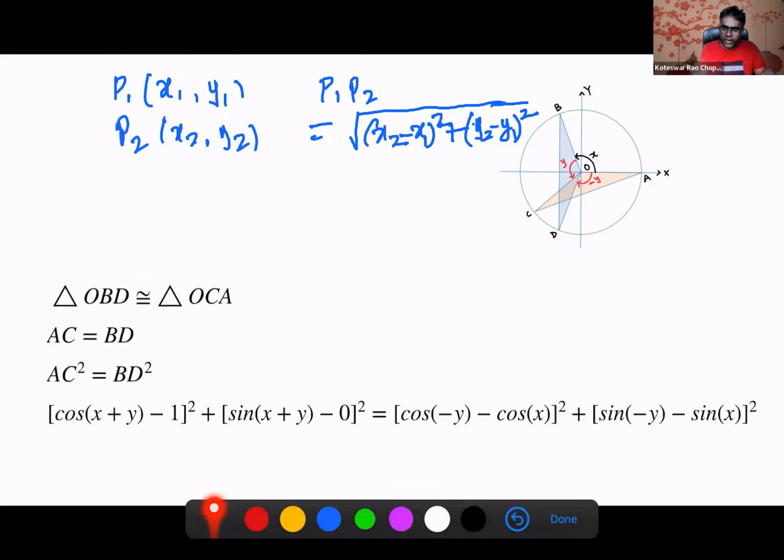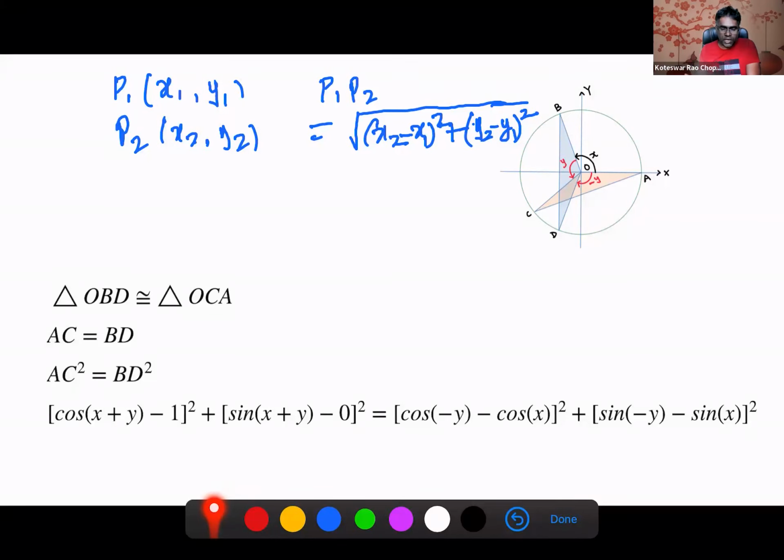Now, point C. Point C's x coordinate is cos of x plus y. Cos of x plus y gives the x coordinate of point C. The x coordinate of A is 1, so we are taking a difference, like getting x2 minus x1 and then squaring. Similarly, the y coordinate of point C is sine of x plus y, and then minus the y coordinate of A, which is 0, and then you square it.